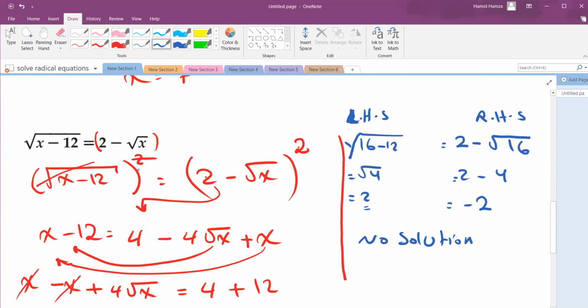You must check the solution in the original equation. You must substitute the value in the original equation. If the left-hand side and the right-hand side give you an equal value, the solution will be accepted. But if it gives you a different answer like we got here, we will refuse the solution. That means this equation has no solution. Any questions, guys?